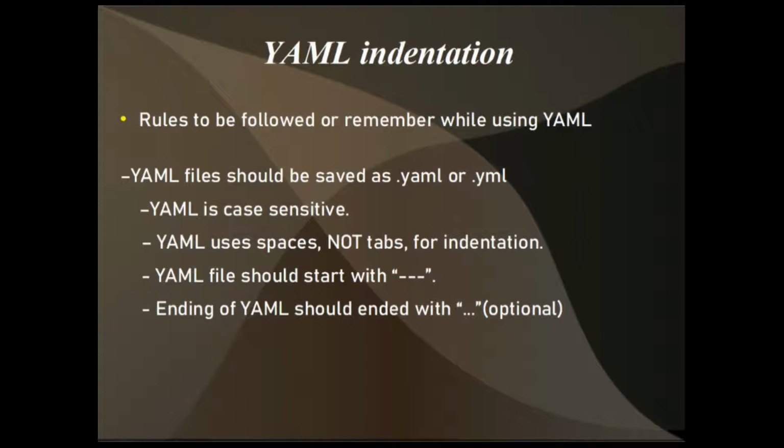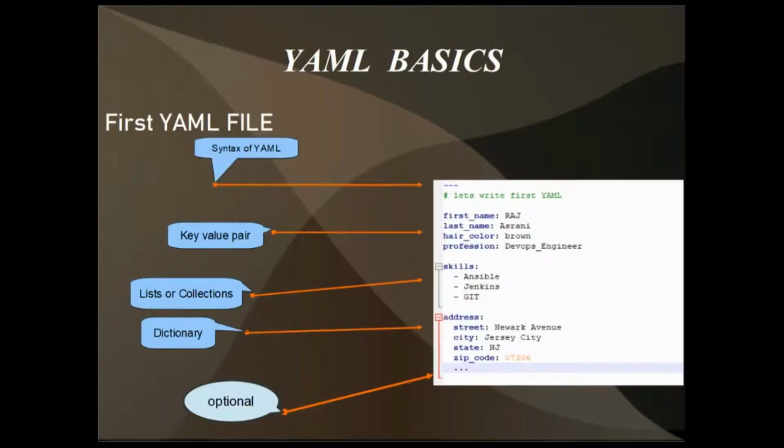Now, let's walk through a simple example. Okay, so here is how our first YAML file looks. If you see, I've written three dashes at the start of the file, and then I've written a comment. Like in Unix, you write comments. You can similarly declare comments in YAML. Make sure that you place a hash before your comment.